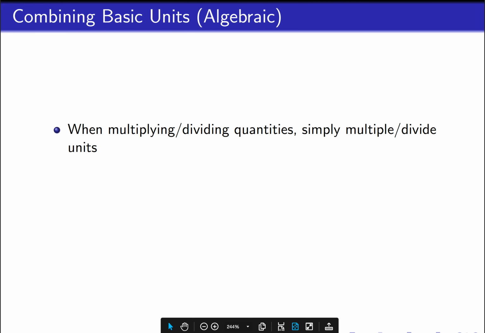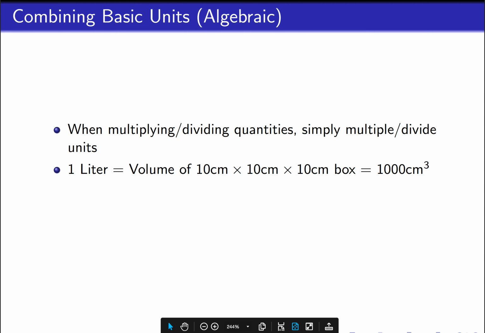There are 2 ways of combining the 4 basic units. We can either combine them algebraically or using calculus operations. First, we're going to talk about how to algebraically combine units. Algebraically, we can either multiply 2 quantities or divide them. To determine the resulting units, we simply multiply or divide the units of each individual factor.